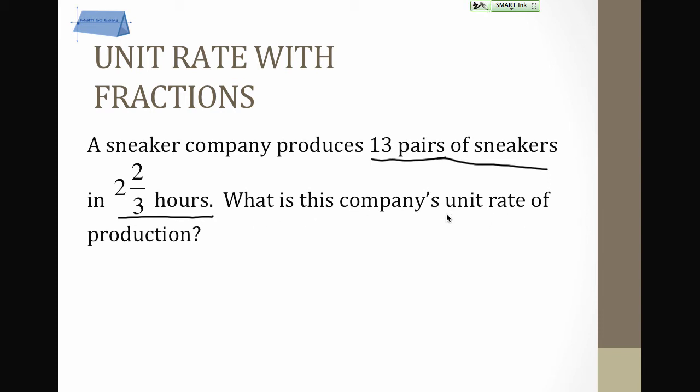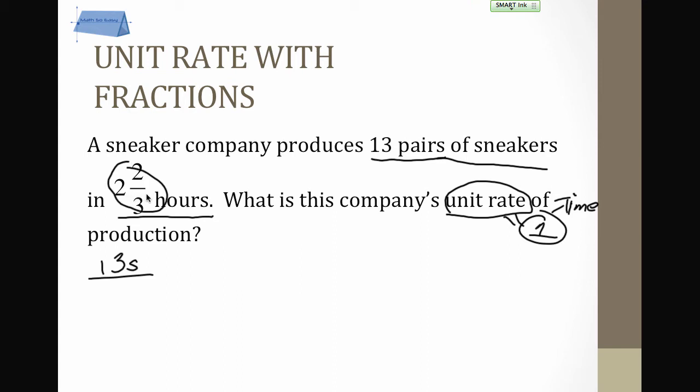The key thing that should jump out to you is unit rate right here. And we should know that unit rate means per one. And when we're talking about one, we know we're talking about our time. So the time should equal one, whatever unit of time we're dealing with. The problem tells you that 13 pairs of sneakers, so I'll put 13S for sneakers, can be made in 2 2/3 hours. Now, we don't work with mixed numbers, so we have to change this to an improper fraction.